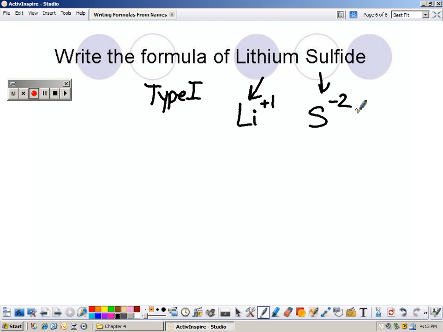When you put this together into a formula, you have LiS. Again, your charges have to cancel out, so you need 2 lithiums to give you a +2, and that'll cancel out your -2. So Li2S. And we're done with that.